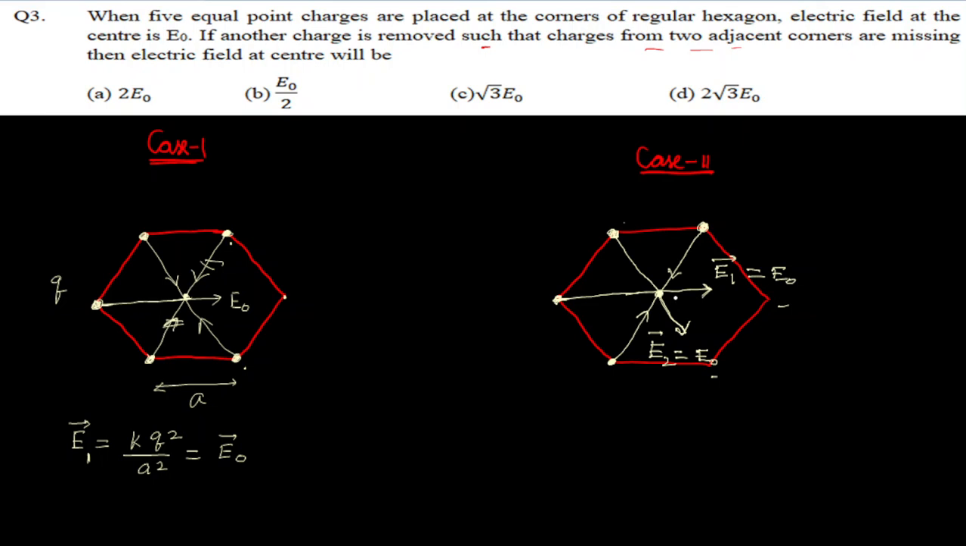For that, again, from the properties of this regular hexagon, we can say that the angle between these two lines is 60 degrees. So the angle between E1 and E2 will also be 60 degrees. So now we have two equal vectors, and the angle between them is 60 degrees. So what will be the resultant electric field?